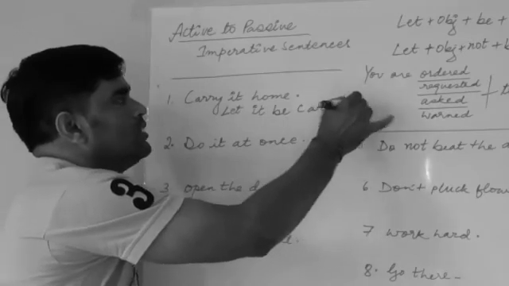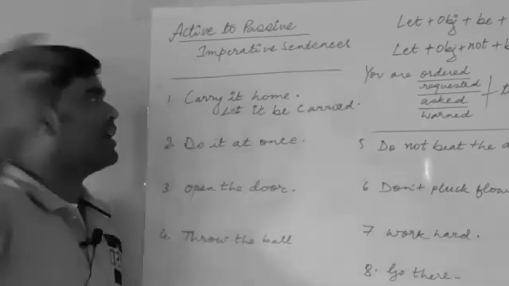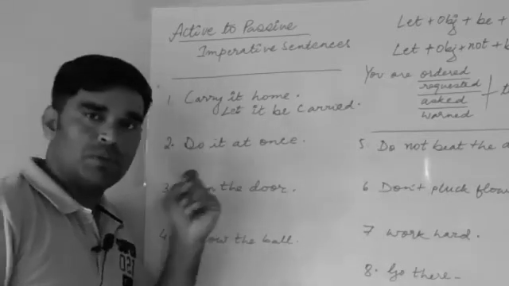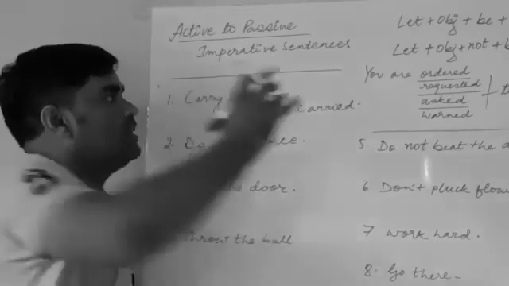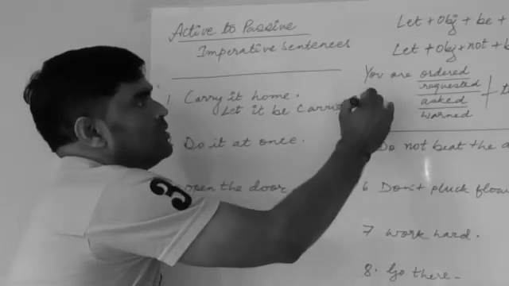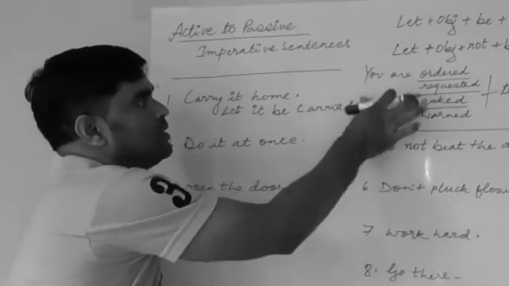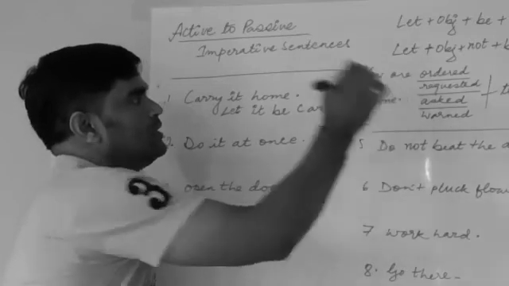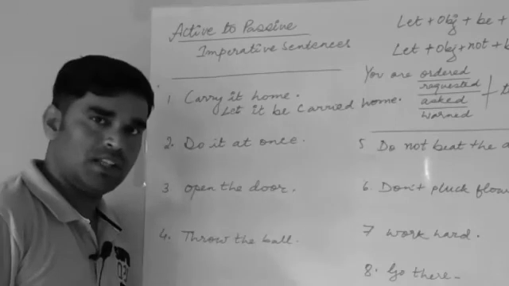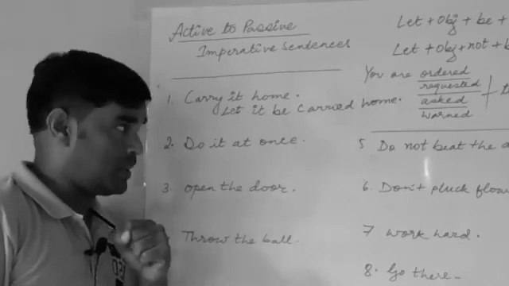So how will the sentence be read? This is how we convert from active to passive. Let it be carried, sorry, home is the other word, this will be written here. Let it be carried home. Let it be carried home. That's how we convert from active to passive.